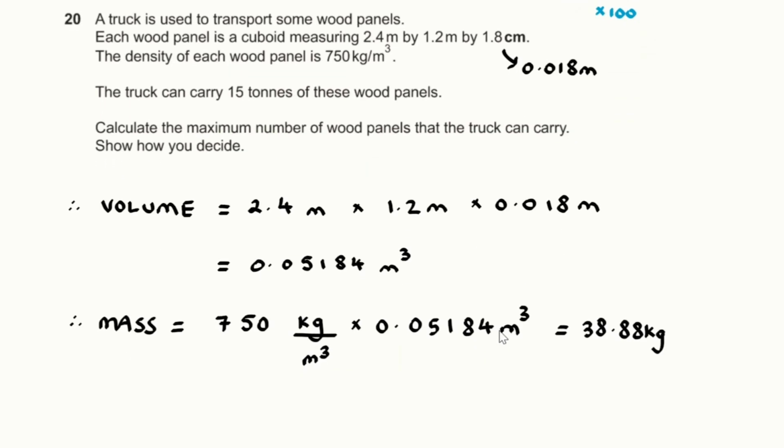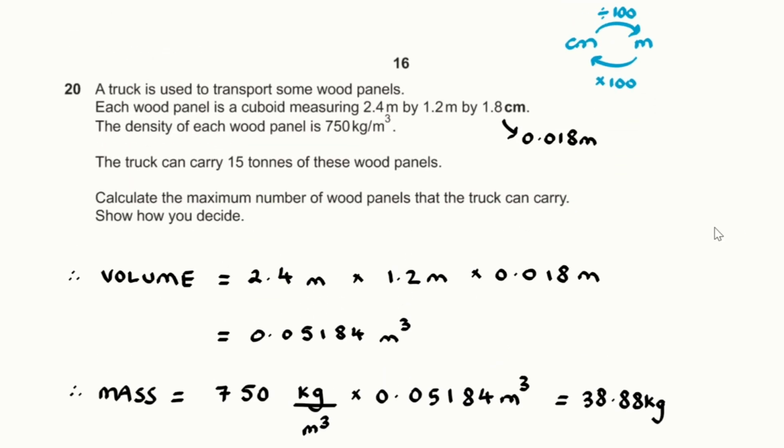Now, I've been given information. I've got tons and I've got kilograms. So I know that 1 ton is equal to 1000 kilograms. So what I need to do is convert the 15 tons into kilograms. That's equal to 15,000 kilograms.